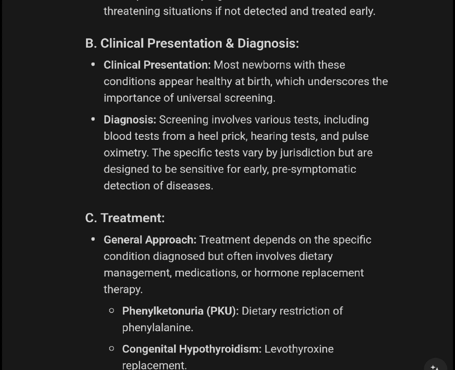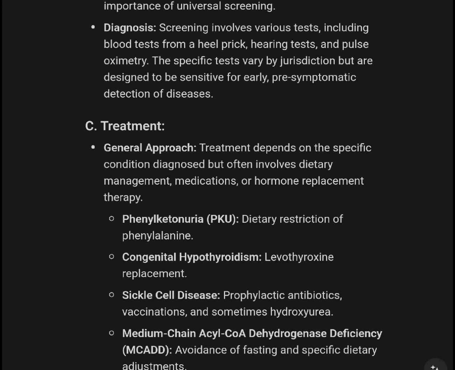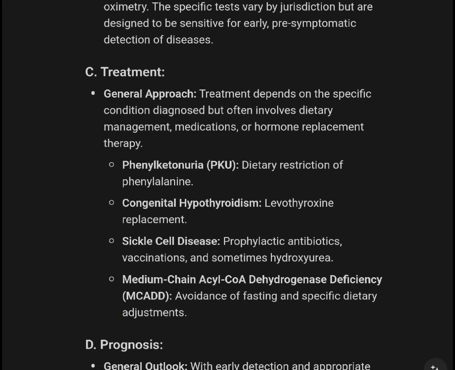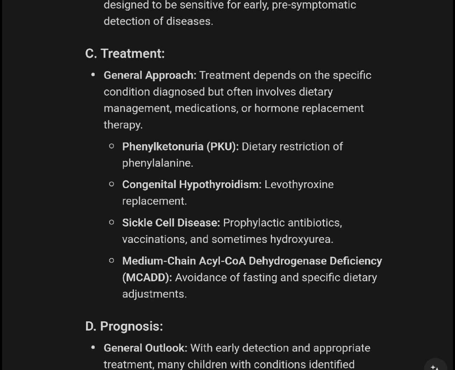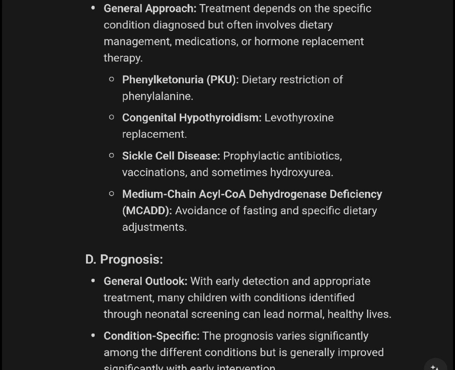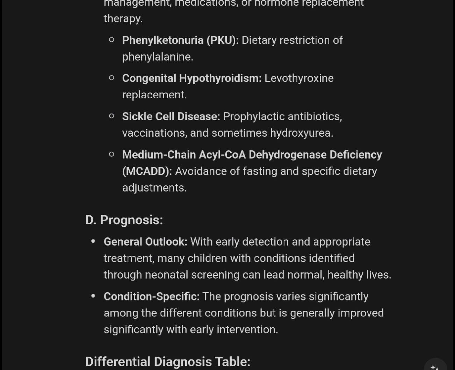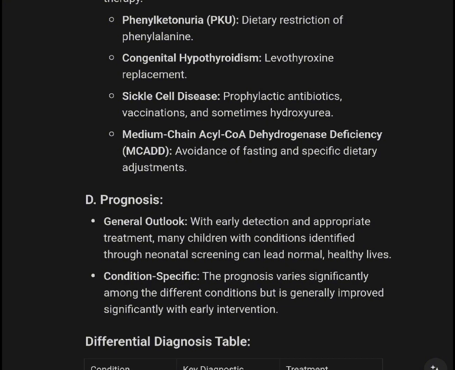Clinical presentation: most newborns with these conditions appear healthy at birth, which underscores the importance of universal screening. Diagnosis: screening involves various tests, including blood tests from a heel prick, hearing tests, and pulse oximetry. The specific tests vary by jurisdiction, but are designed to be sensitive for early pre-symptomatic detection of the disease. Treatment: general approach. Treatment depends on the specific condition diagnosed, but often involves dietary management, medication, or hormone replacement therapy.